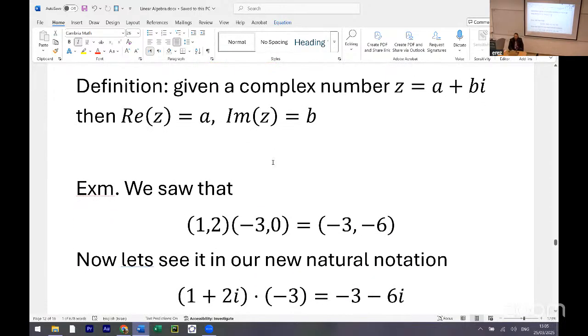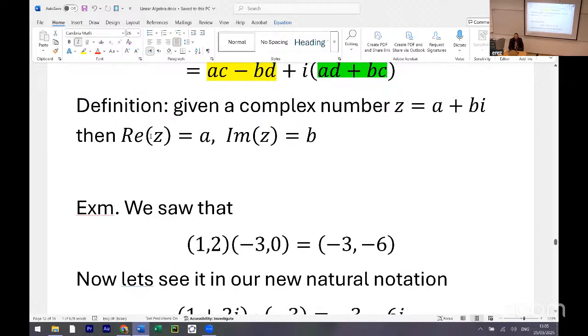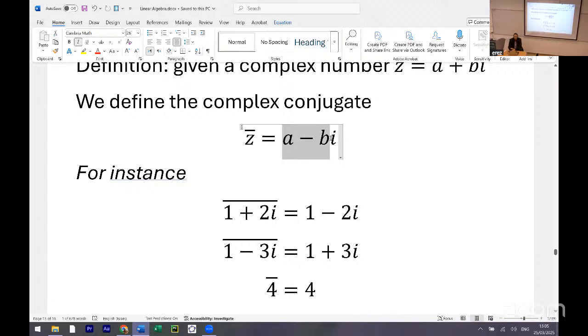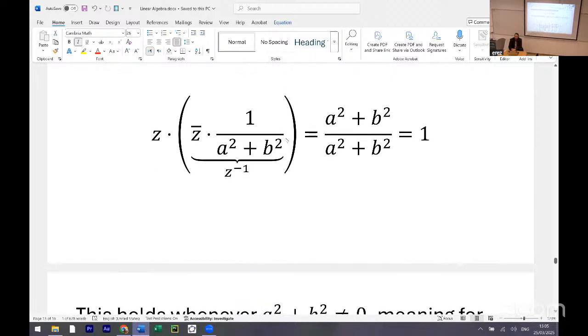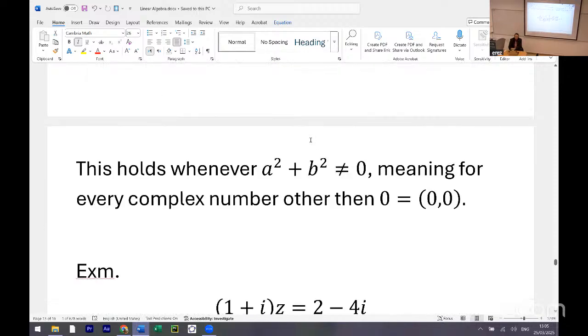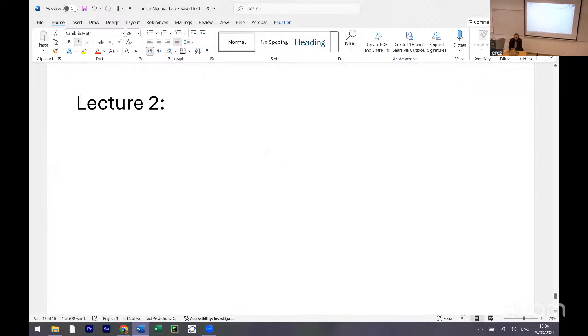A few more things, this is all part of the recap. The real part of a complex number is the x value, the a, and the imaginary part is the y value, the b. And for every complex number, its complex conjugate is a minus bi. Their multiplication is a real number. That's why we use it as an inverse. And I think that's about it with the recap.